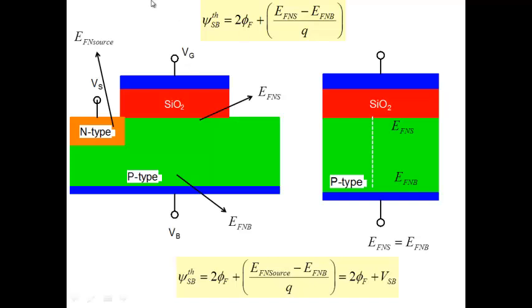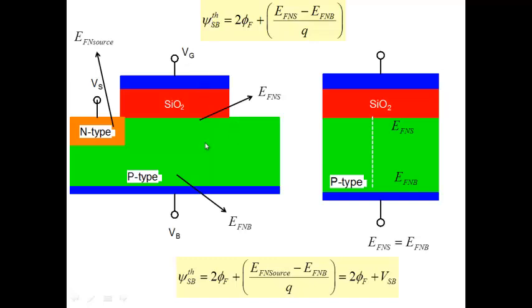It may happen that both of them are the same. For example, if I make source 0 and body 0, then source and body, the N-P junction, are both in equilibrium, and therefore the quasi-Fermi level in the N-type will be exactly the same as the quasi-Fermi level in the bulk. In that case, EFN surface is equal to EFN bulk or EFN source, so this term will go to 0 and I will have psi s threshold. But I can have different situations.